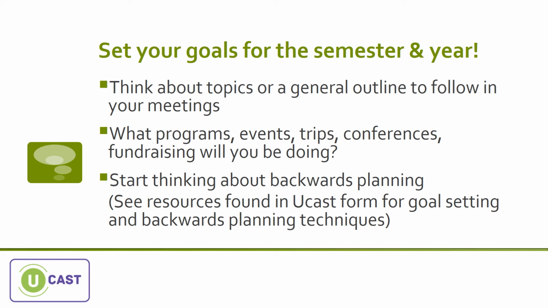Once you have goals, you can set a budget and plan events or tasks that help you reach that goal. This way of planning is referred to as backwards planning because you are identifying the end goals and figuring out what it takes to get there. Resources for how to create goals and a backwards plan can be found on the UCast form page.